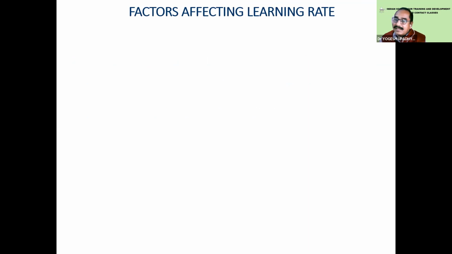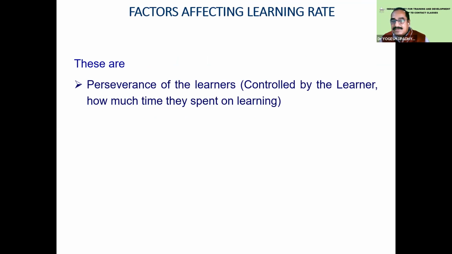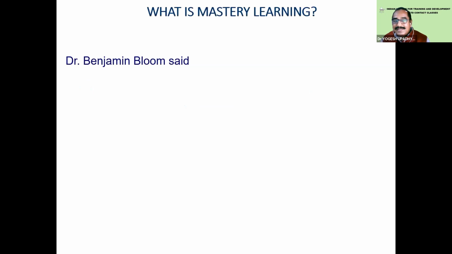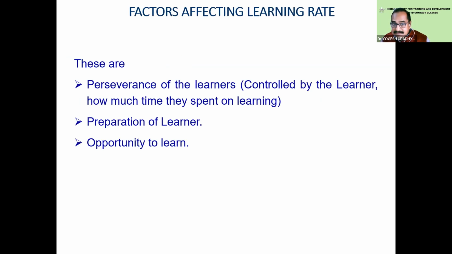Now, what are the factors? Jaspreet ji, here is your answer. There are 2 factors. Perseverance of the learner, and how motivated the learner is. Controlled by the learner is how much time they spend on learning. Now, can you change this? That's why in the beginning of my class, the first slide was how to prepare the learner for the training. Here the preparation of the learner can take place. Opportunity to learn can be given to him. Then next is time. So perseverance of the learner is here.